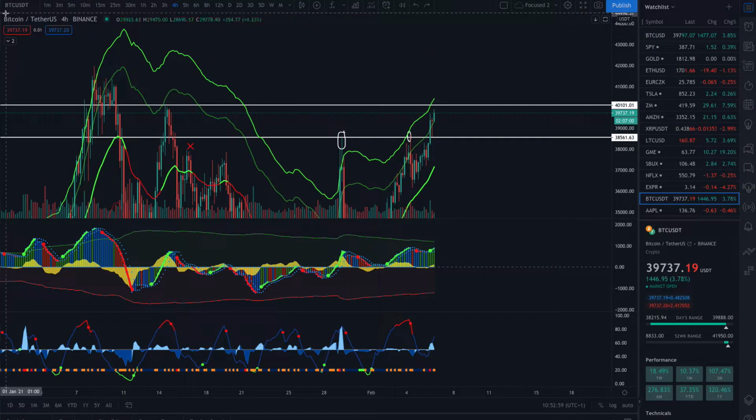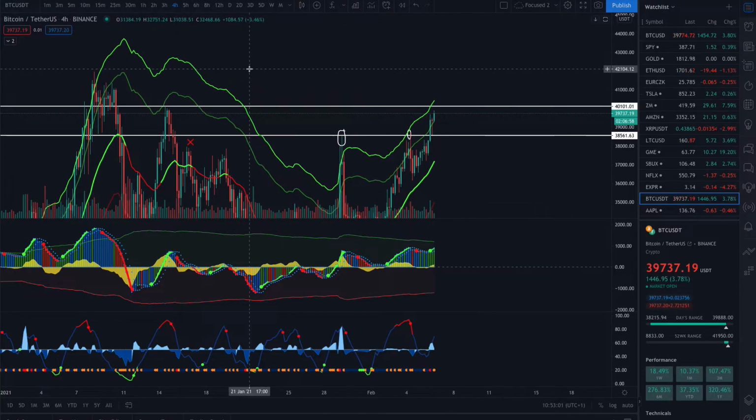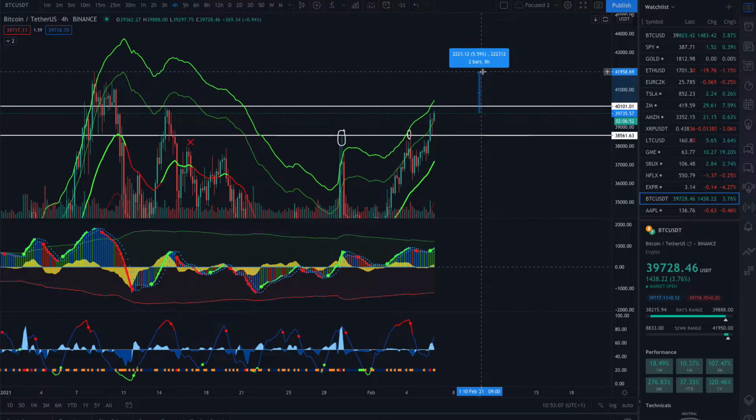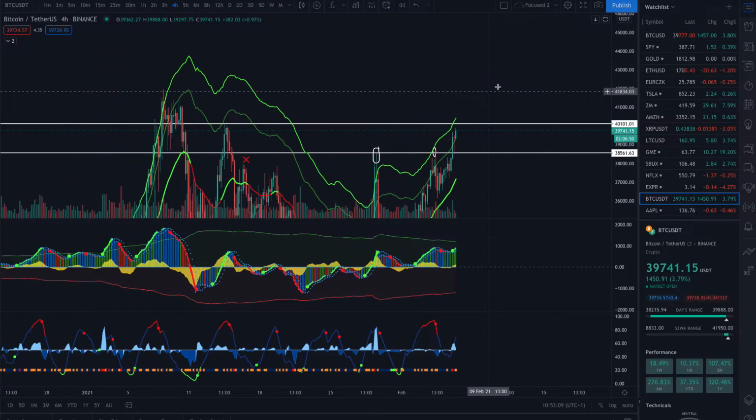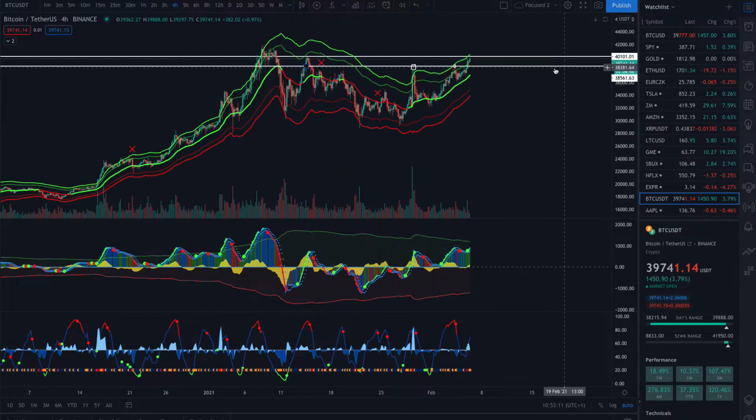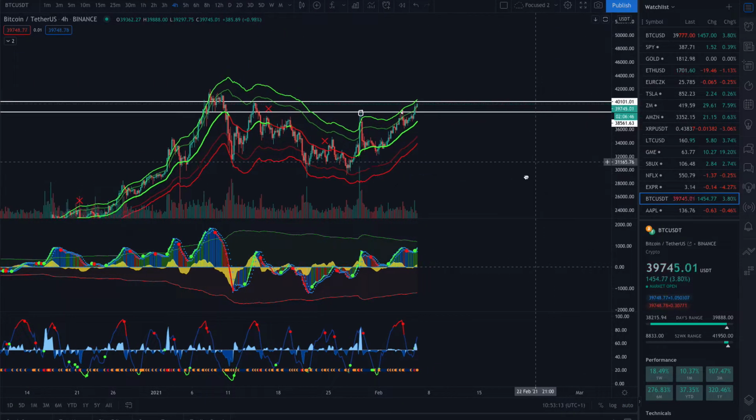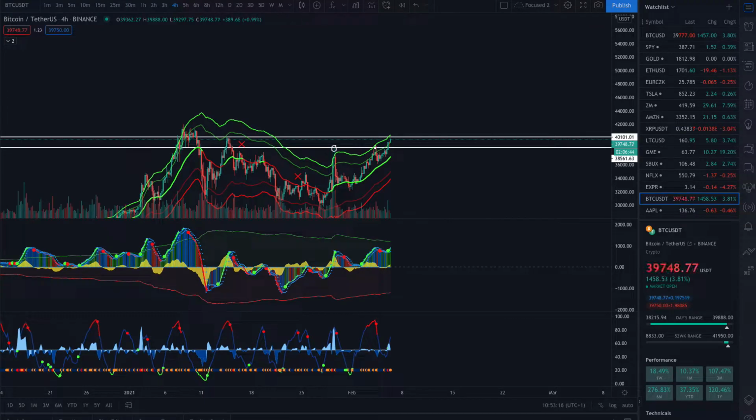But guys, once we are closing decisively above the last highs right here, and there is nothing left for Bitcoin to do that, it's only another 5%. Once we are closing above all of the previous highs and we see some volume, then guys, I think we can see the price heading straight all the way up to 50,000.